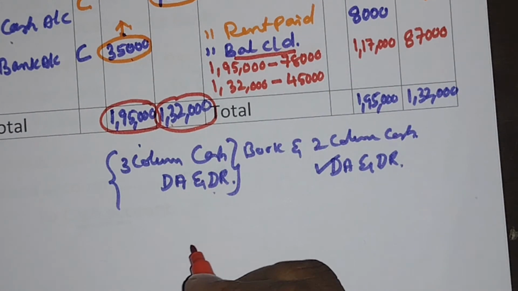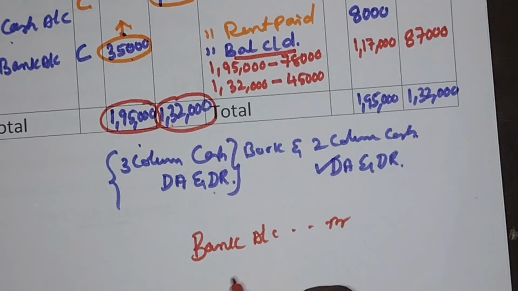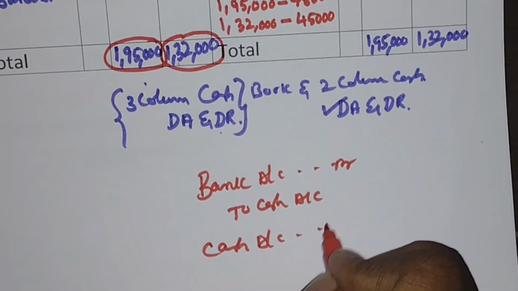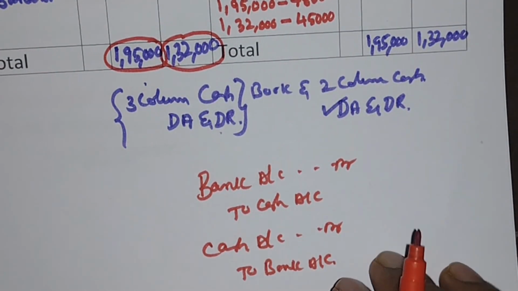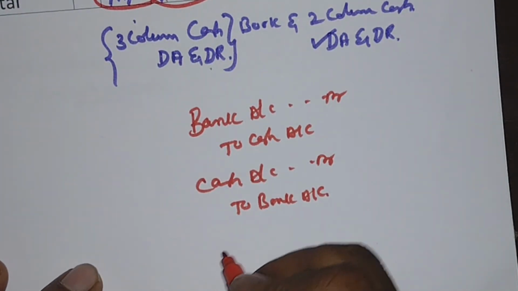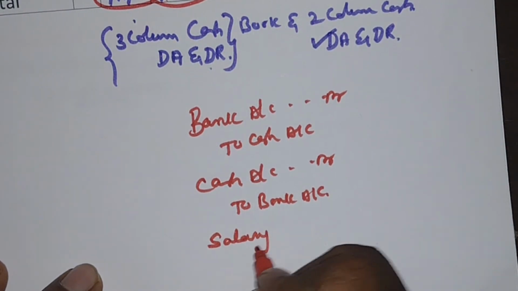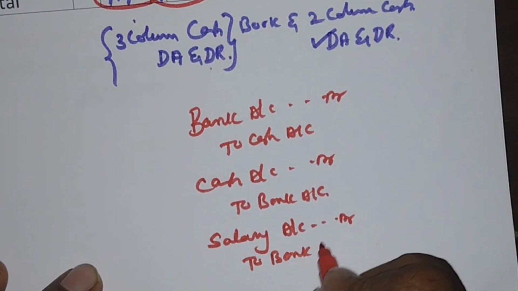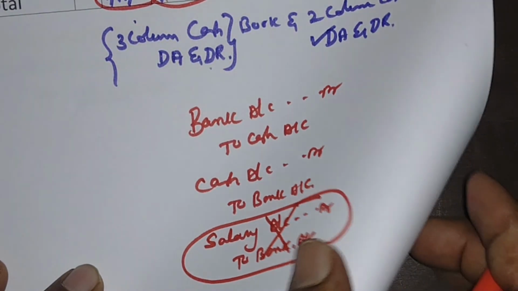If it is a contra entry, the journal entry will be bank account debit to cash account, and the other one will be cash account debit to bank account. Only this journal entry will come. Now you tell me, for example, salary paid by check, then the journal entry is salary account debit to bank account. Therefore this will not appear as a contra entry.